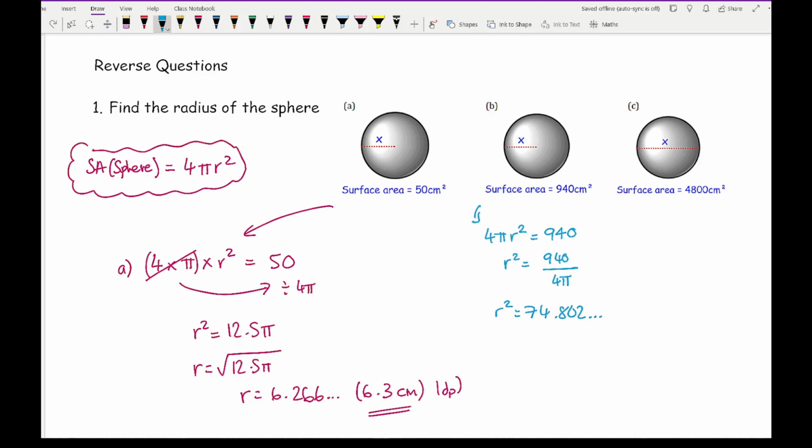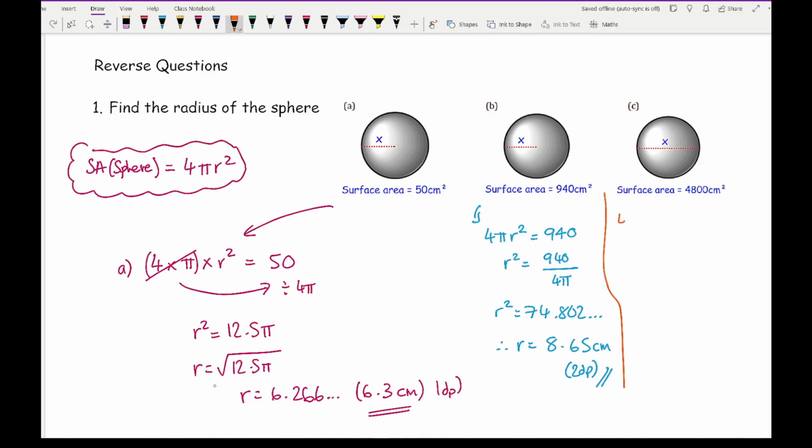74.802. And then if I just simply square root that value, I get 8.65 centimeters, and that's to 2 decimal places. And then for C, we've got, and just draw a little line there.